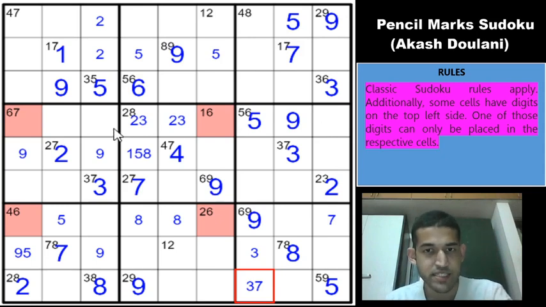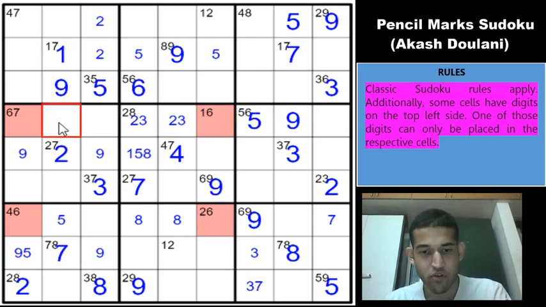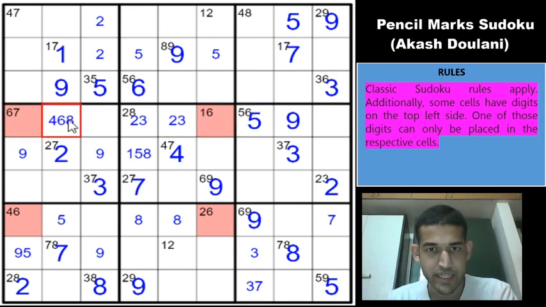Okay, let us write some pencil marks. This X-wing we haven't fully utilized, I think. So if you look at this cell, it cannot be 1, 2, 7 and 9. It cannot be 3 or 5. So it can only be 4, 6 or 8. But because of this X-wing, you can remove the 6 from here. So this will be 4 or 8.